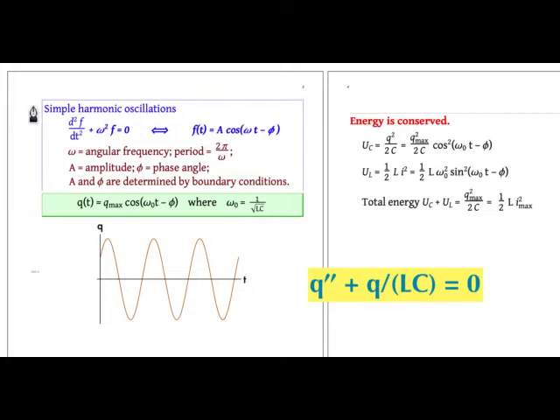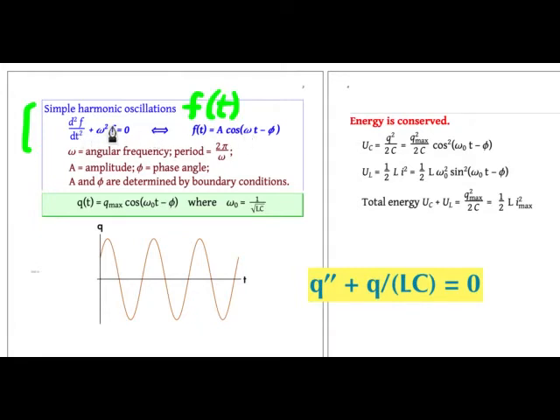Well, a little bit of math background here. For simple harmonic oscillations, say some function f of t is oscillating in time with harmonic oscillations, the differential equation is d squared f dt squared plus omega squared f is equal to 0. The solution to that equation could be cosine omega t, it could be sine omega t, it could be cosine omega t minus some phase angle, or sine omega t minus some phase angle. The basic solution is cosine omega t.